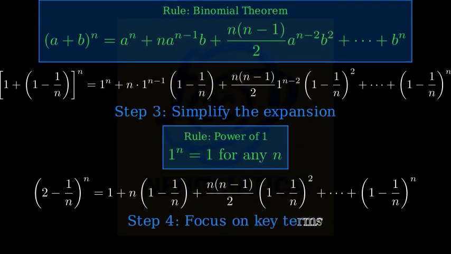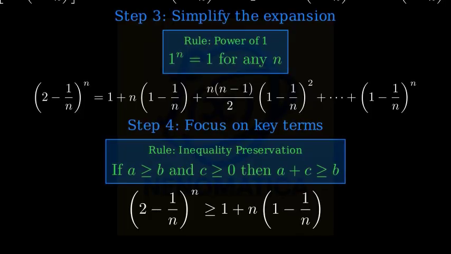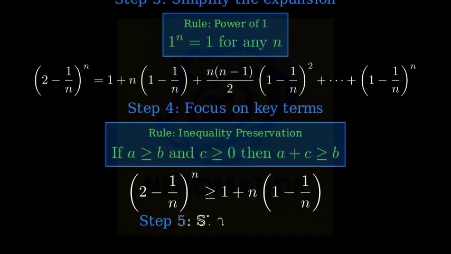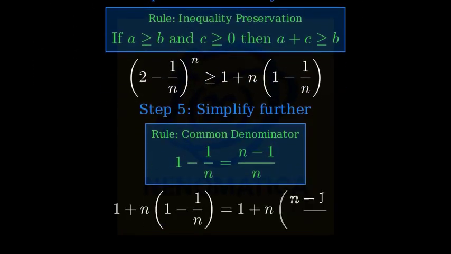Let's simplify the expression 1 - 1/n. This equals (n - 1)/n. So our expression becomes 1 + n times (n - 1)/n. Next, we'll simplify n times the fraction (n - 1)/n. The n in the numerator and denominator cancel out, which simplifies to n - 1. Finally, we add 1 and n - 1. This gives us n. So we have proven that our original expression is greater than or equal to n.